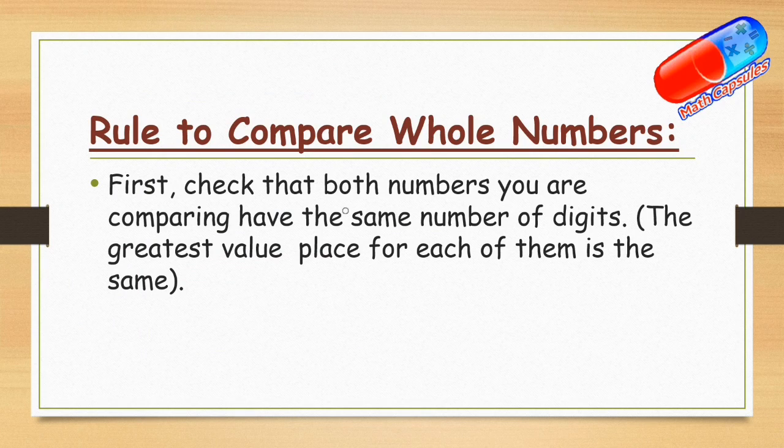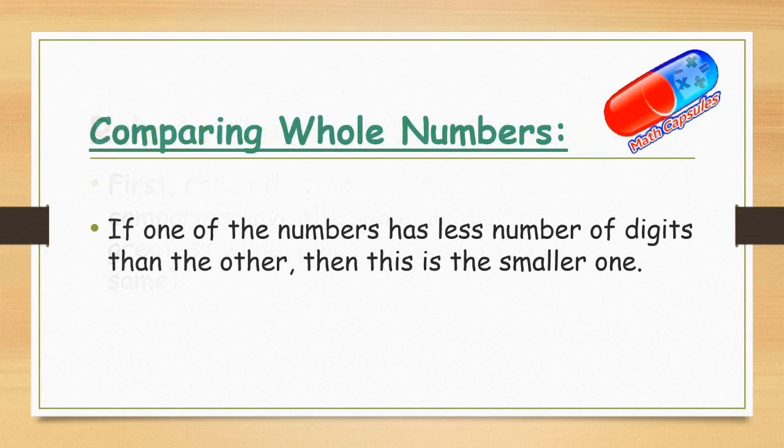First, we have to check that both numbers we are going to compare have the same number of digits. This means that the greatest place value for each of them is the same. So, if one of the numbers has fewer digits than the other one, then this is the smaller one. For example, if we have the number 231 and a number like 56 and we want to compare these two numbers.